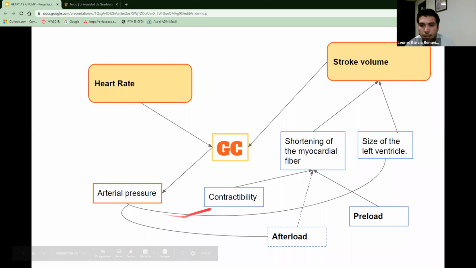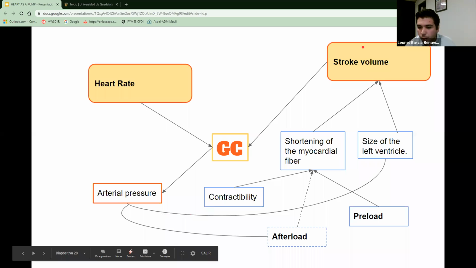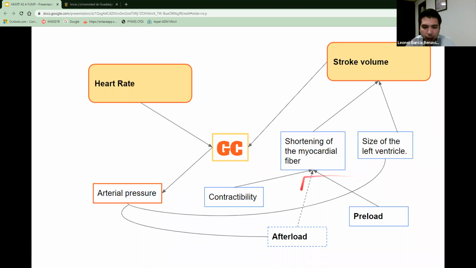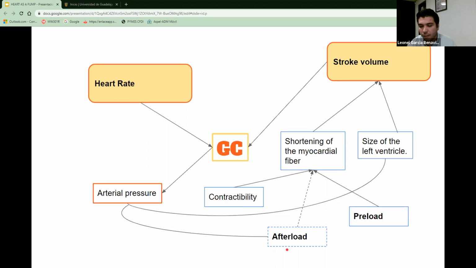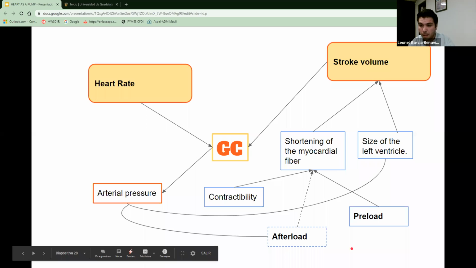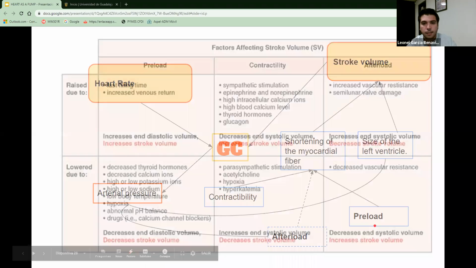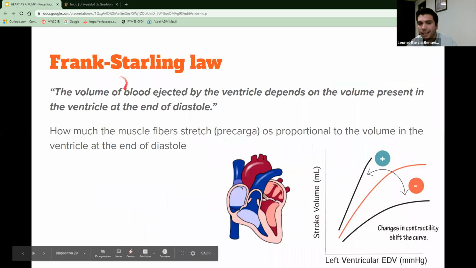And what changes the stroke volume? As we saw before, afterload and preload change the shortening of the myocardial fiber. Why is that? Afterload, because if it's in a pathological state where the muscle has to get bulkier, the myocardial fiber is going to get bulkier, and the contraction is going to be stronger. And preload, because of the Frank-Starling law.